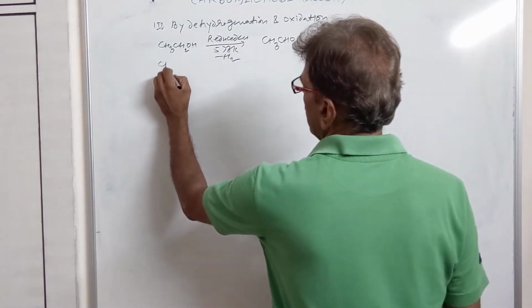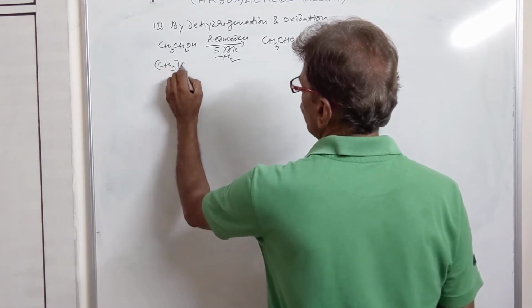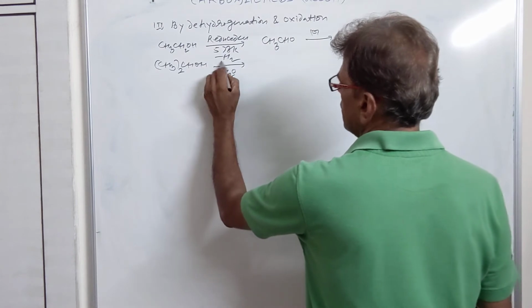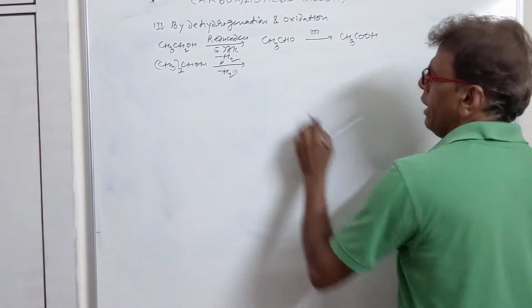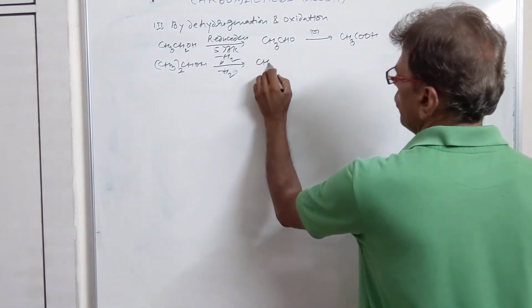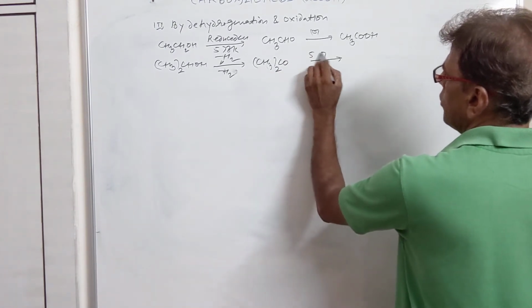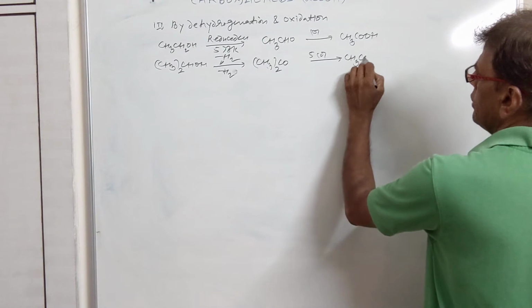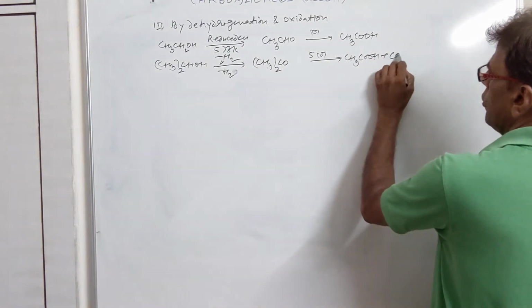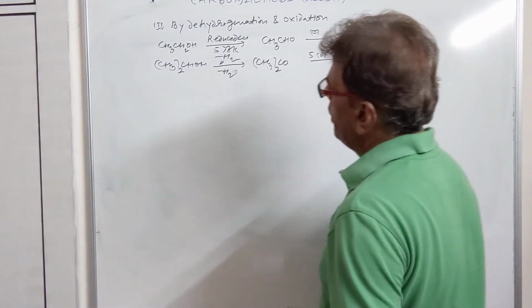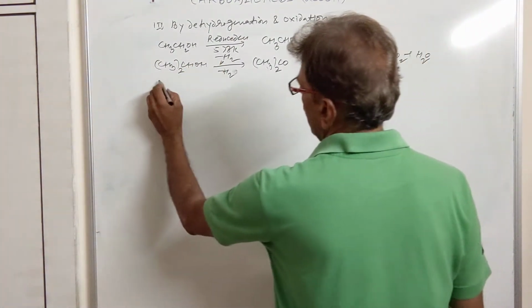Similarly, we have a secondary alcohol, that is isopropyl alcohol, subjected to the same conditions. It will eliminate H2O and give you acetone. Acetone when treated with 5 nascent oxygen, you will get CH3COOH, CO2 plus water. So in this manner we can produce carboxylic acid.